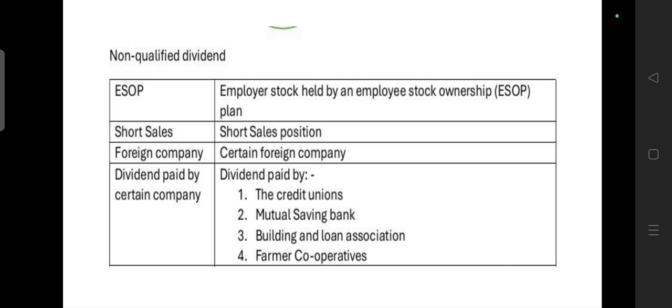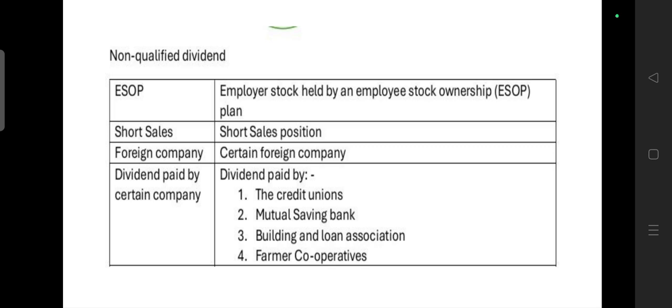Second is the short sale position. We already discussed the holding period criteria. Short sale: in the morning the share price was $10. In the evening it was $15. I disposed of it and earned $5. I don't have any patience for holding. I'm such a restless person, I sell it off. Such kinds of transactions are known as short sale positions.